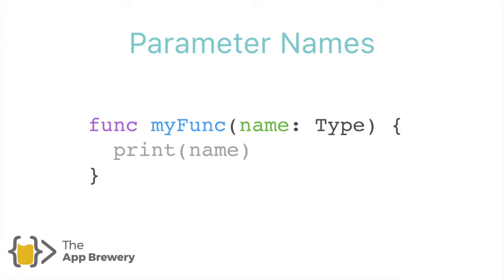Welcome to a Swift deep dive on parameter names. Now in Swift, the parameter names of a function are incredibly important. In the predecessor to Swift, Objective-C, which used to be the language that we used to make iOS apps, they weren't really big on parameter names.